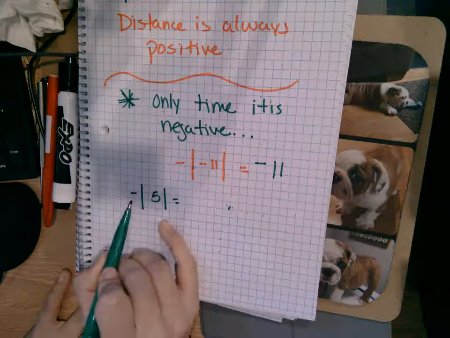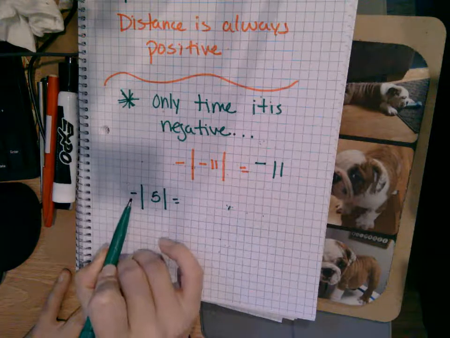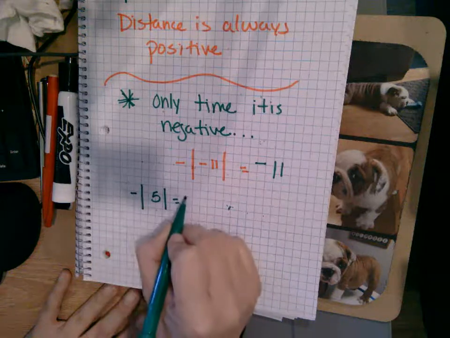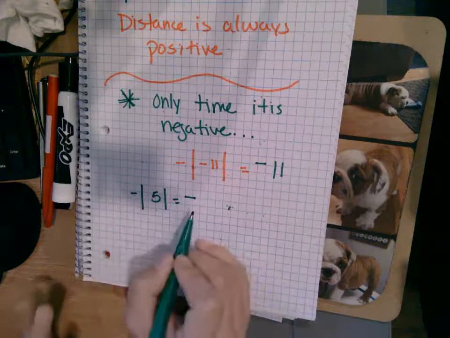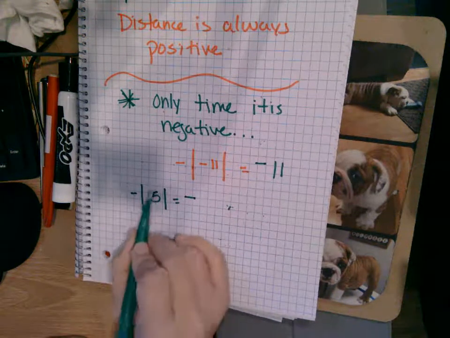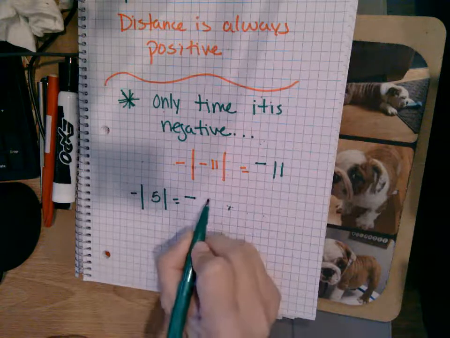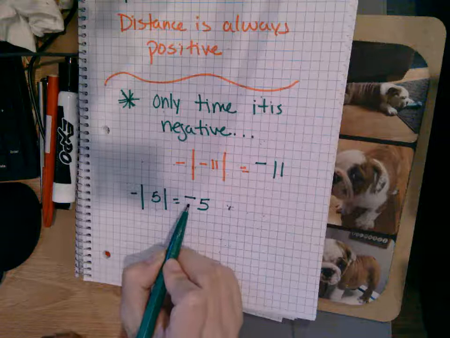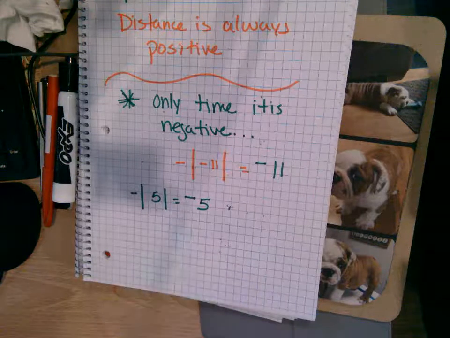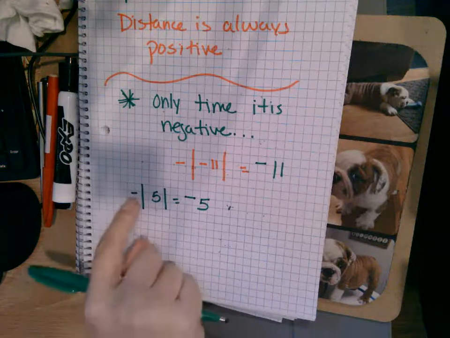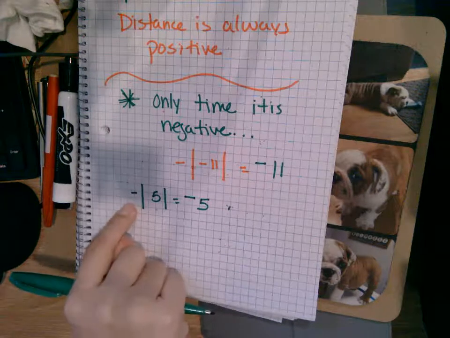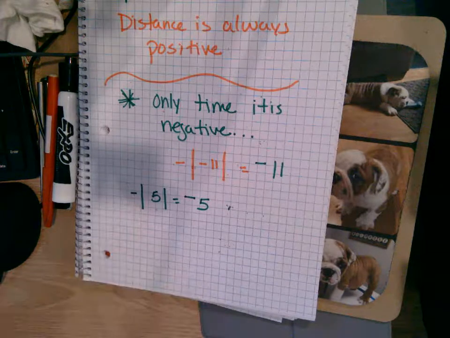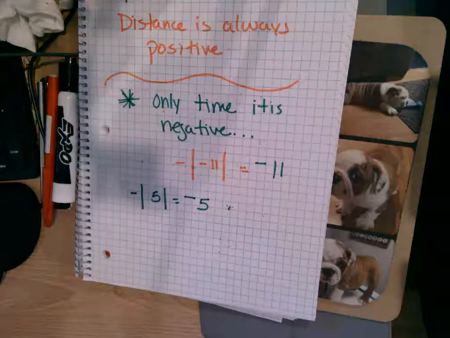So you see here, there's a negative outside. So that means it automatically gets placed over here, automatically. Just do it. And then you look inside. What's the absolute value? 5. But because there was a negative outside, you've got to put a negative. This is the only time, kids, if it's a negative outside. If there's no negative outside, then your answer is going to be positive.